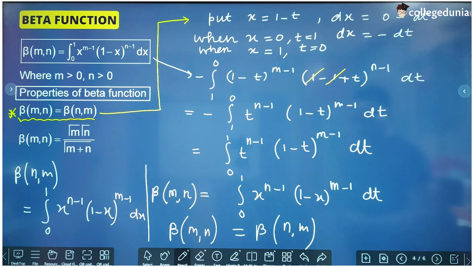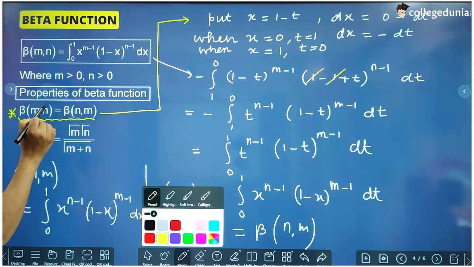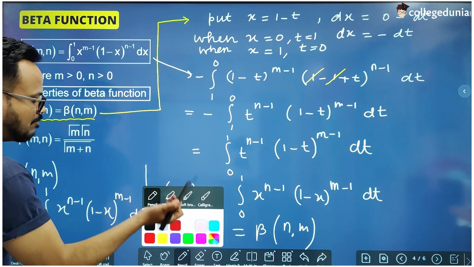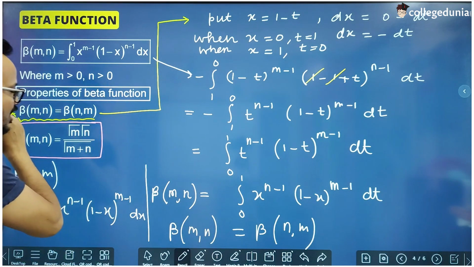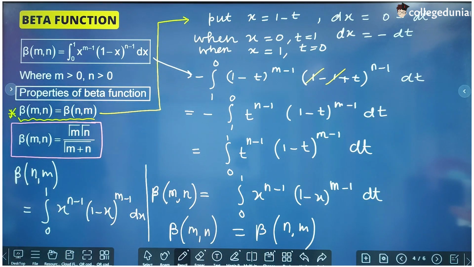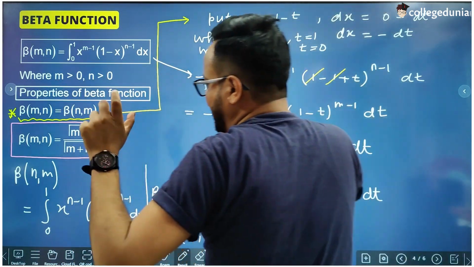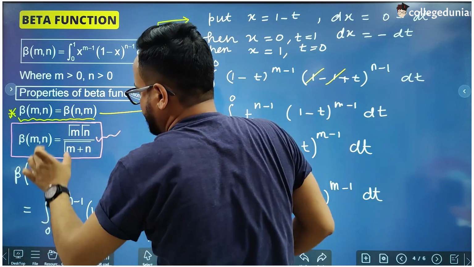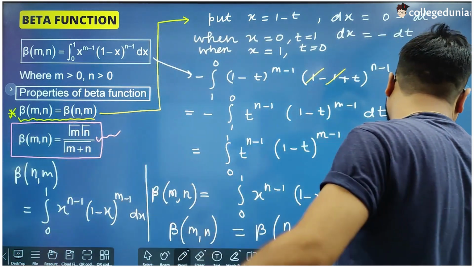Now this is a very important property of the beta function, the most important property, which is simply the relation between the beta function and gamma function. Beta of m comma n is gamma of m into gamma of n divided by gamma of m plus n. We are not going to prove this property, we just have to remember it to solve our questions.